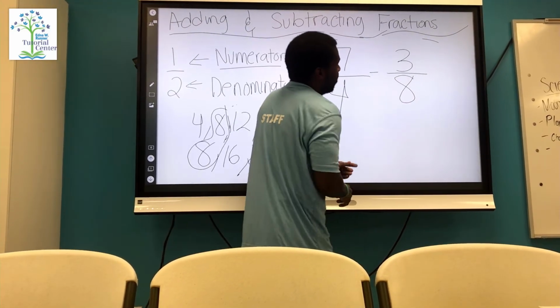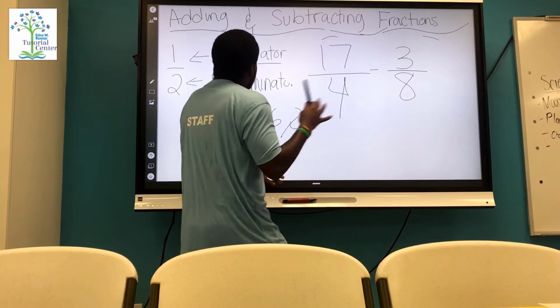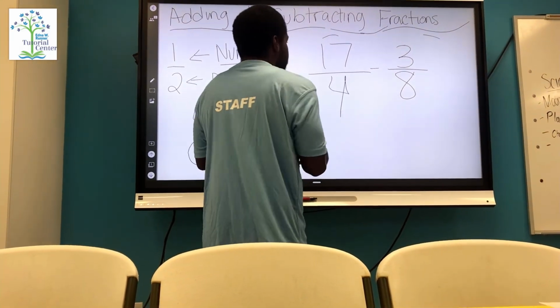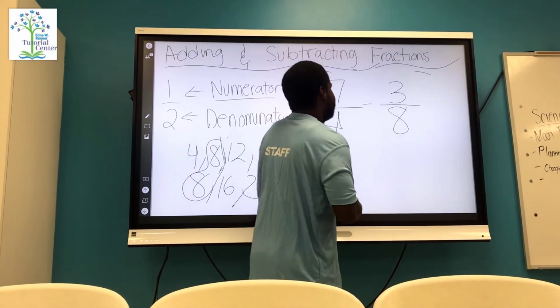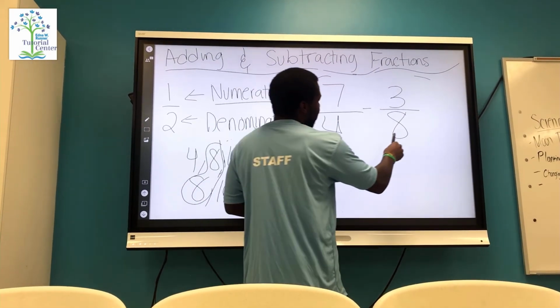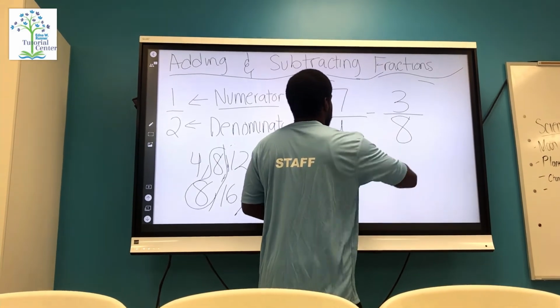This fraction already has 8 as its denominator, sorry, getting a little nervous. You guys know I don't like being on camera, but it's for you.